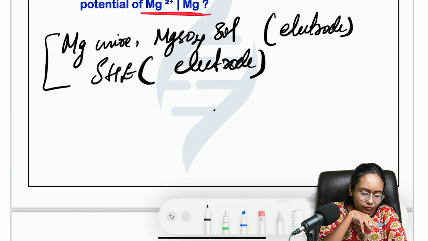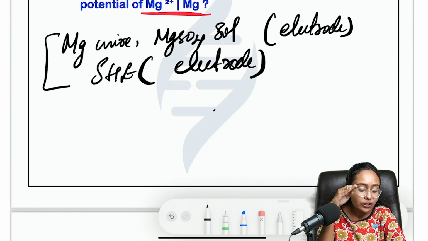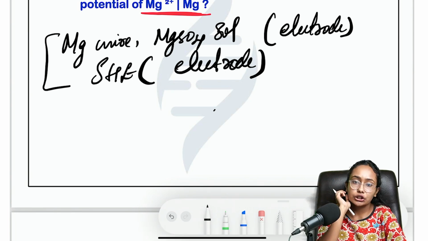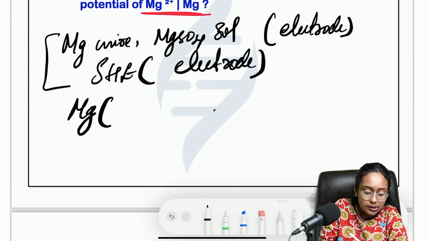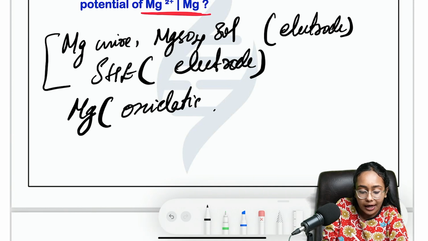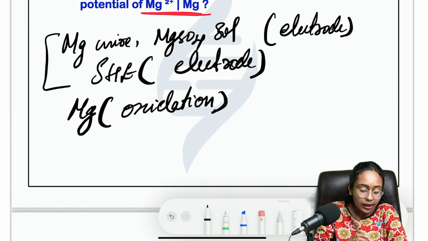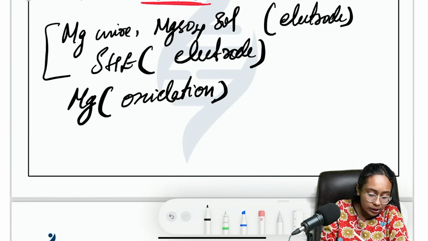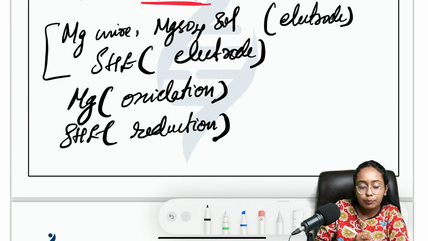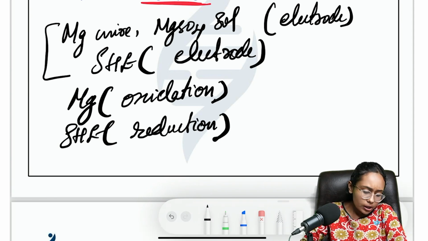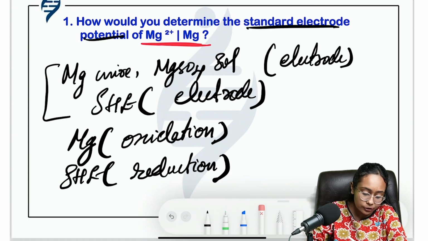When I notice the deflection of the galvanometer needle, it shows a deflection from the magnesium side to the standard hydrogen electrode side. From that, it is very clear that magnesium is undergoing oxidation, and at the standard hydrogen electrode, reduction takes place. Now we need to calculate the standard electrode potential value.